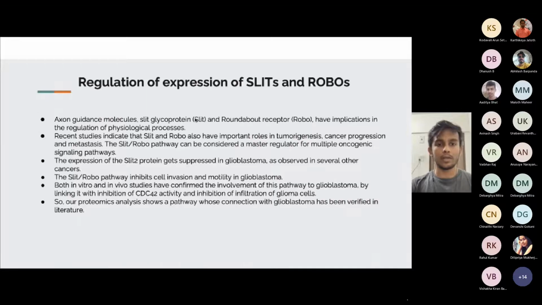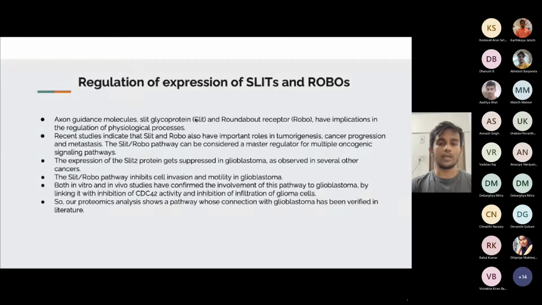Coming on to regulation of expression of SLITs and ROBOs: SLIT glycoprotein and roundabout receptors, SLIT and ROBOs, are axon guiding molecules, which also have implications in regulation of several physiological processes. Recent studies show that SLIT and ROBOs have important roles in tumorigenesis, cancer progression, and metastasis. So the SLIT-ROBO pathway is a master regulator for multiple oncogenic signaling pathways.